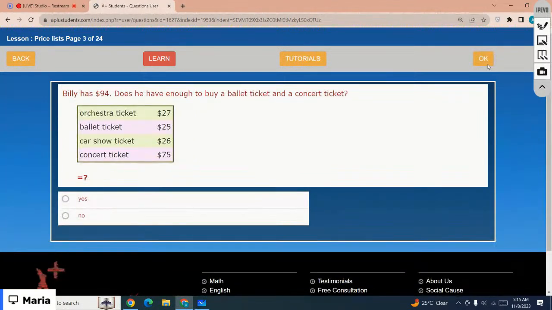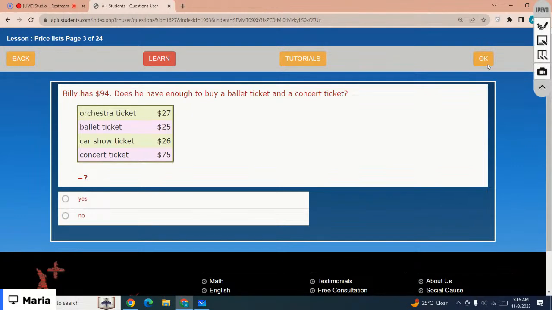Billy has $94. Does he have enough to buy a ballet ticket and a concert ticket? He needs to buy both tickets, so you need to see if $94 is enough. Just add the price of the ballet ticket and the concert ticket. The ballet ticket is $25 and the concert ticket is $75.